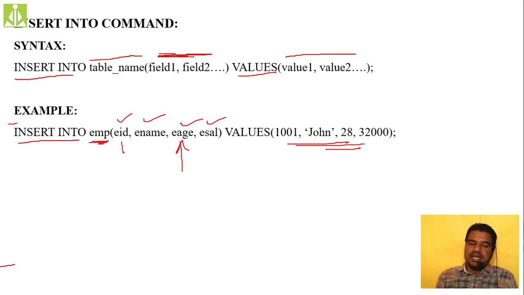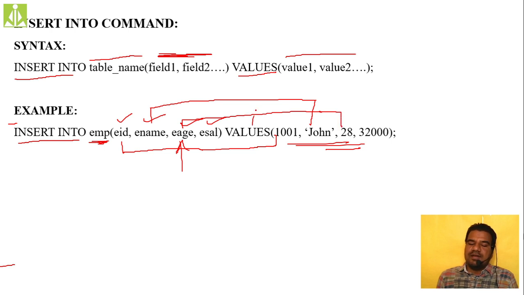So first we said EID, so compulsorily you have to give EID as the first value. Then we said ename, so you have to give the ename as the second value, EAGE as the third value, ESAL as the fourth value. Likewise, you have to follow this rule. Let us say if you give John over here, it is an error, because it will try to store John, the employee name, inside EID, so it will show you an error.